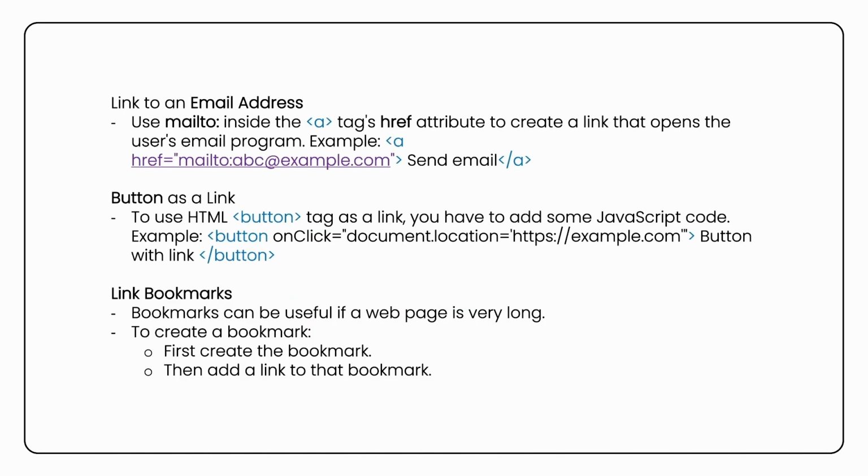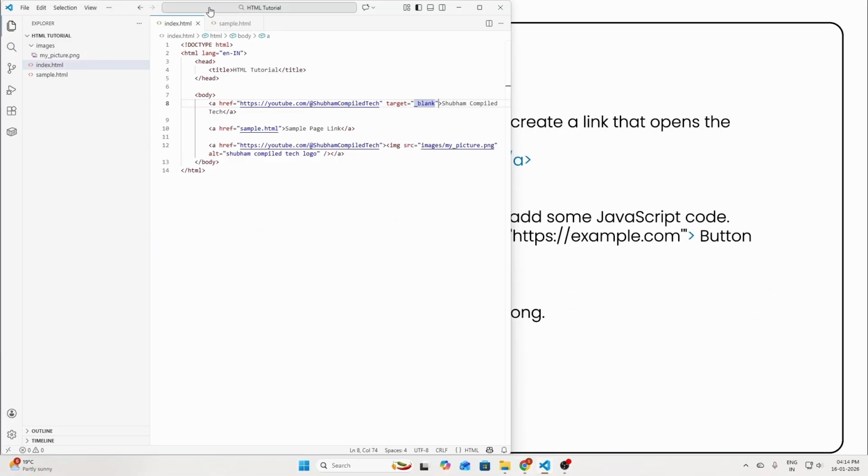Next, we have the link to an email address. We can use the special mailto colon syntax inside the anchor tag's href attribute to create a link that opens the user's email program, basically to let them send a new email. So for example, let's go to our Visual Studio Code and define the width and height of the image here. Let's minimize it a little bit.